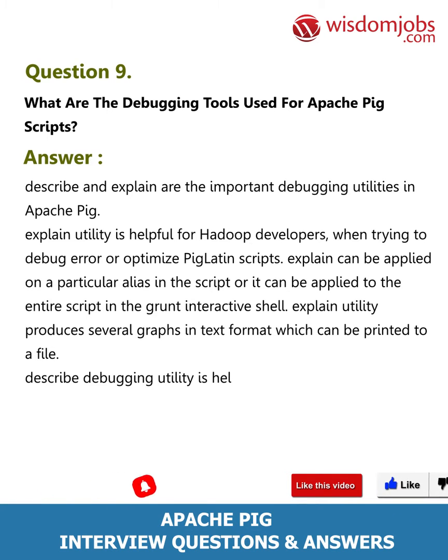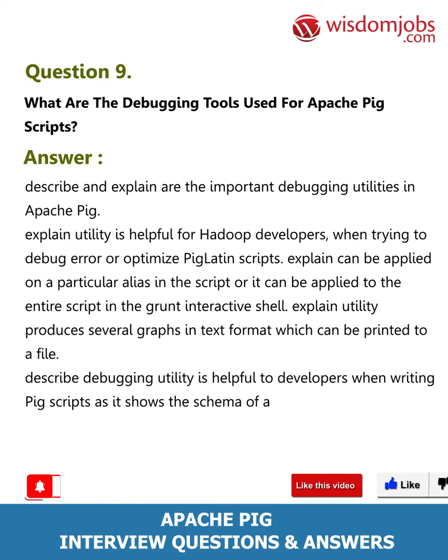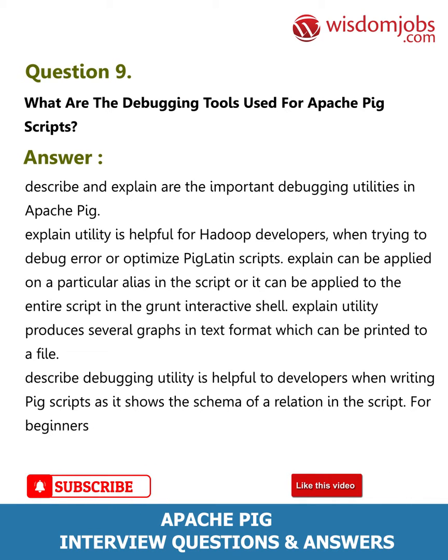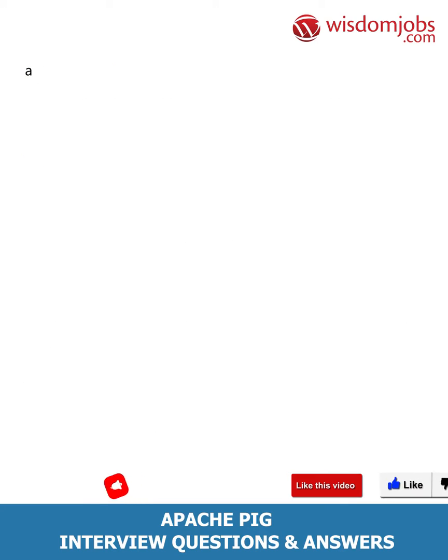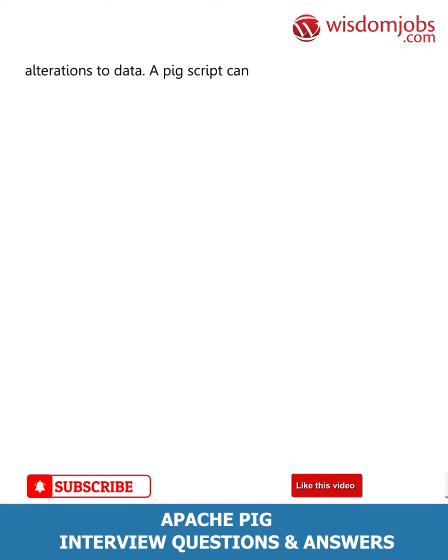Describe debugging utility is helpful to developers when writing Pig scripts as it shows the schema of a relation in the script. Beginners who are trying to learn Apache Pig can use the describe utility to understand how each operator makes alterations to data. A Pig script can have multiple describes.